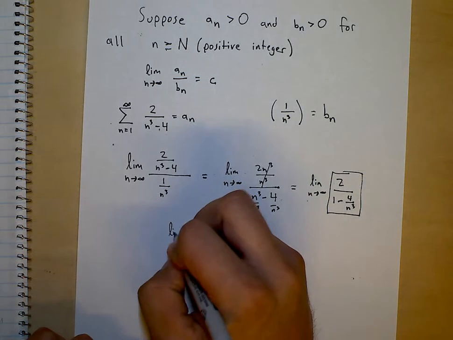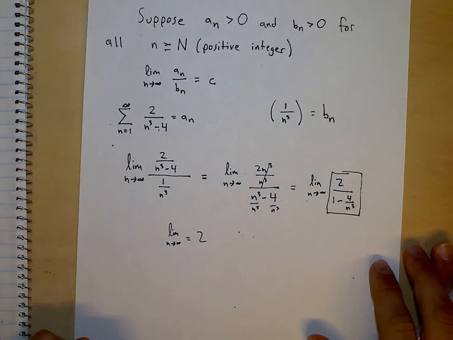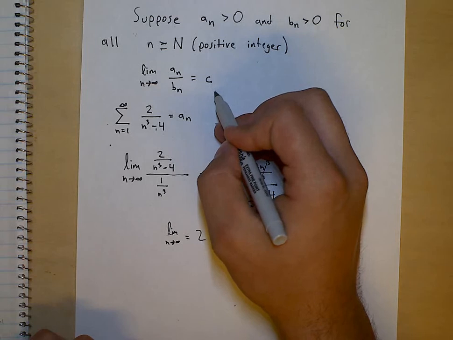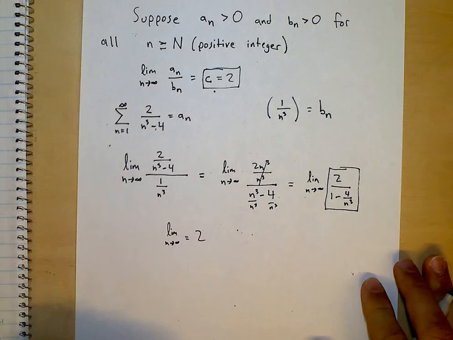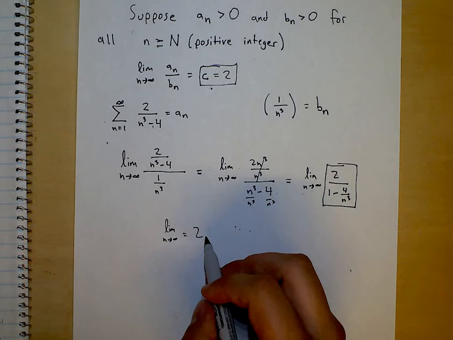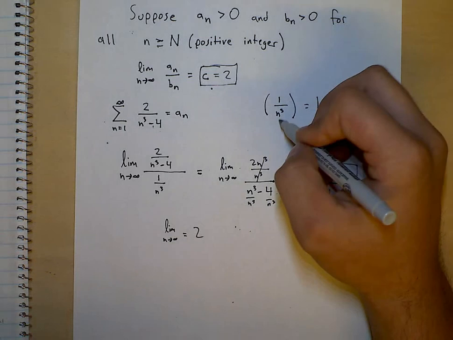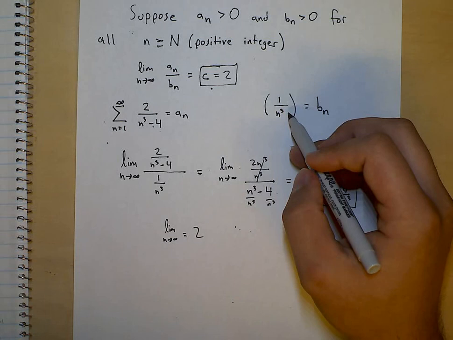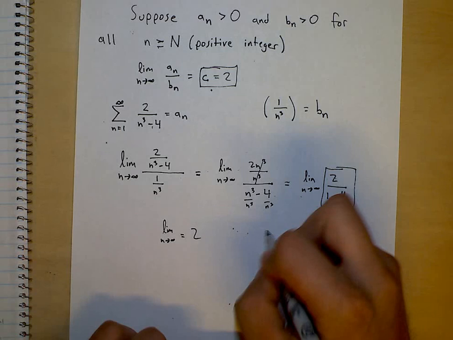So, the limit as n goes to infinity is simply 2, which evidently is a constant as stated up here, the c value. So, c in this case equals 2, which does fit the conditions of the test. So because 2 is both a positive and finite number, both series do the same thing. So we know 1 over n cubed converges by the p-series test. Therefore, by the limit comparison test, 2 divided by n cubed minus 4 also converges.